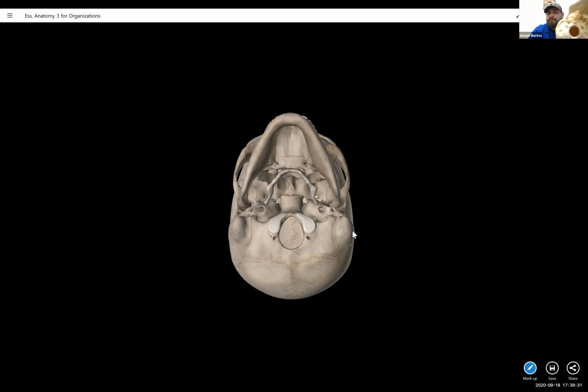Now, if we want to check for tilt, we're going to check the distance between the mandibular rami and the lateral portion of the skull. I want to make sure that those two distances are the same on each side. If one gets bigger than the other, then we have some rotation.